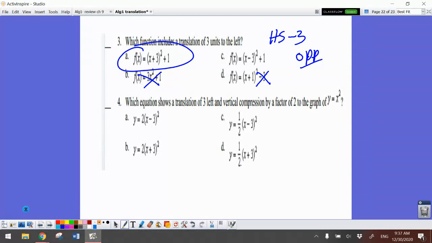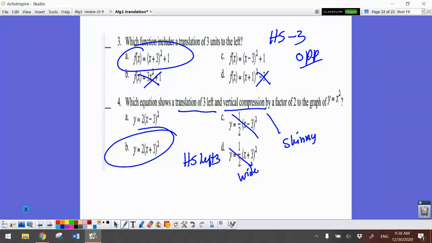Okay, now this one says which equation shows a translation of 3 left, so an HS left of 3, and a vertical compression. Okay, so vertical compression, that means it has to be skinny. And it says the factor is of 2. Well, I see 1/2 and I see 2. Well, 1/2, those are wide, so these are out. So which one of these has a horizontal shift of 3 to the left? Yeah, opposites. So the answer would be B.